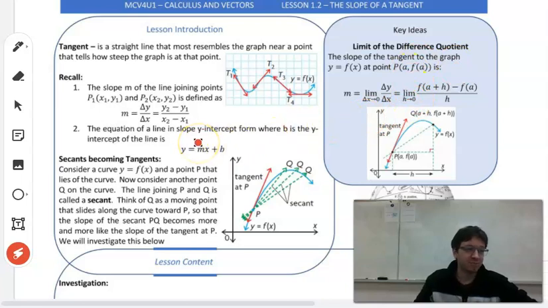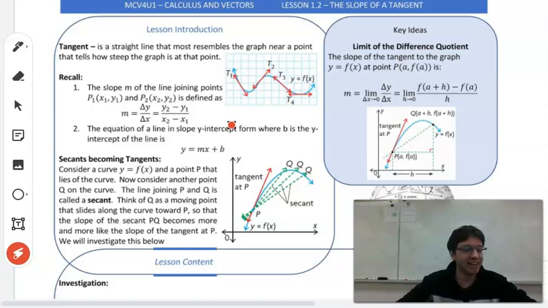Before, in earlier math courses, and definitely physics courses, you sort of just estimated a tangent, and found the slope of the tangent using rise over run, or y2 minus y1 over x2 minus x1.